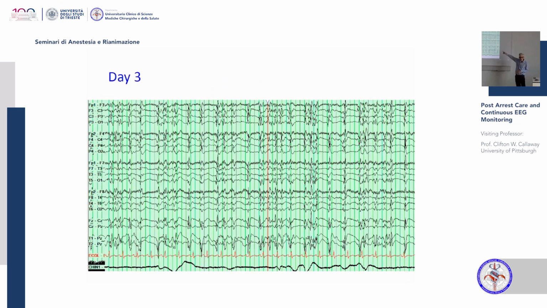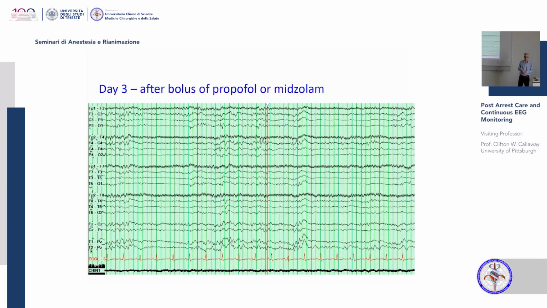They'll have strips like this, lots of discharges. You come along and give a bolus of midazolam or a bolus of propofol. Nice, relaxed. It looks good. Suppression happens, but the discharges are very responsive. So what do you think? What's giving me enthusiasm about this patient?